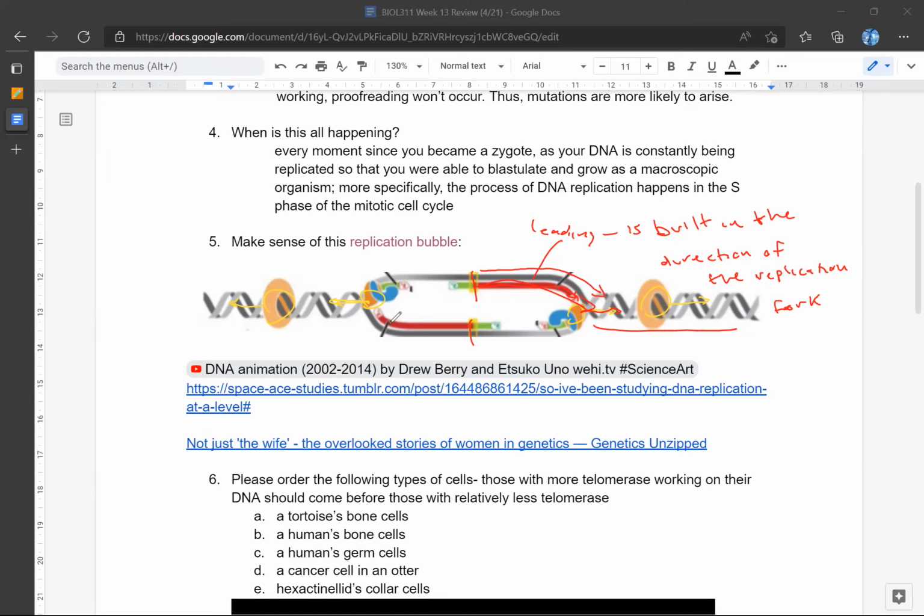Similarly, on the opposite strand, on the anti-parallel strand, we have this strand that is being built toward this replication fork. So these two are leading. And because this one is leading, which side is 3 and which side is 5 prime? What's this one?